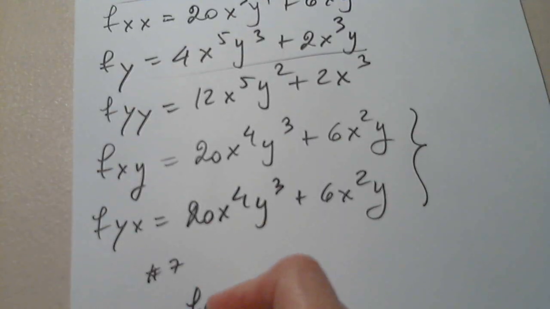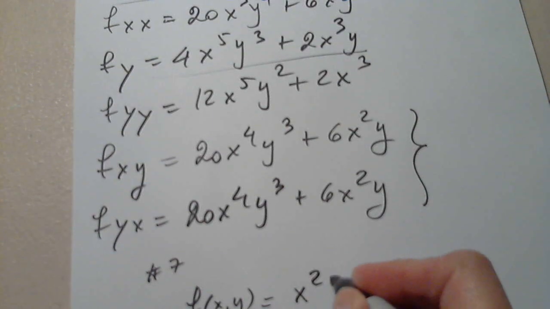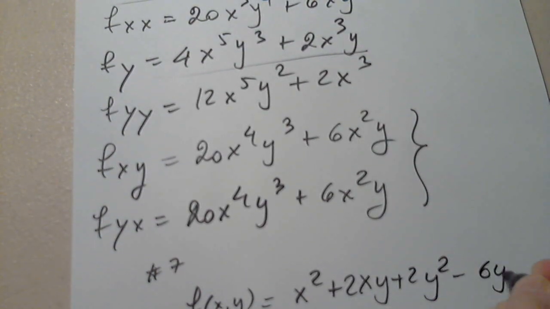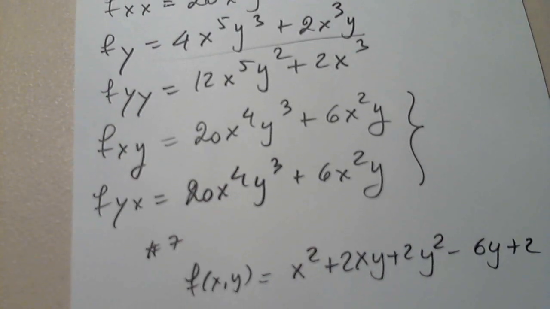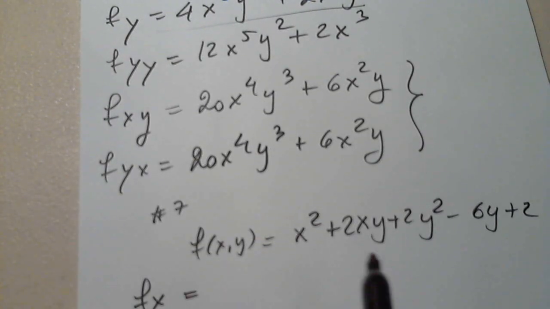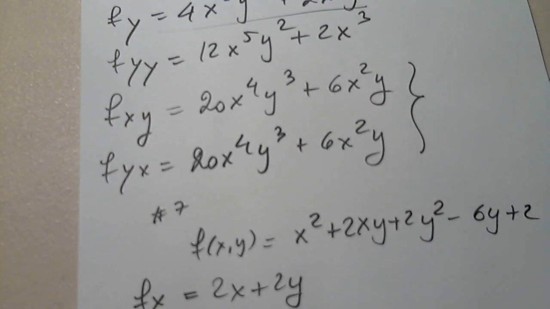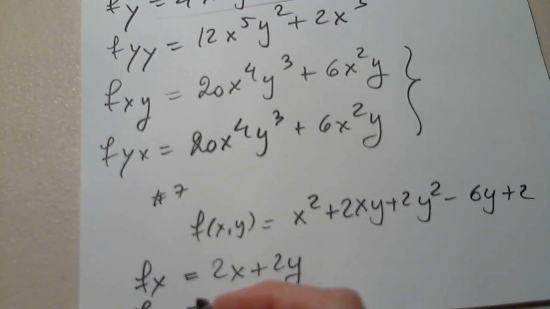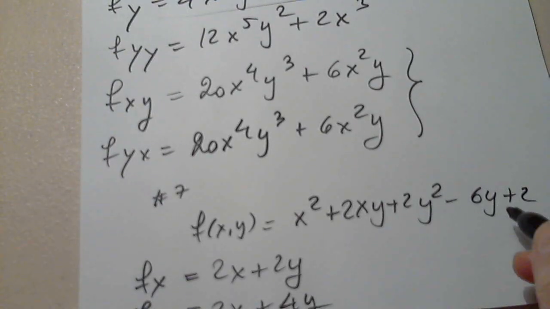With number 7, we have f of x comma y is x squared plus 2xy plus 2y squared minus 6y plus 2. So we need to find fx and fy. Fx will be 2x plus 2y and nothing else. And fy will be 2x plus 4y minus 6.